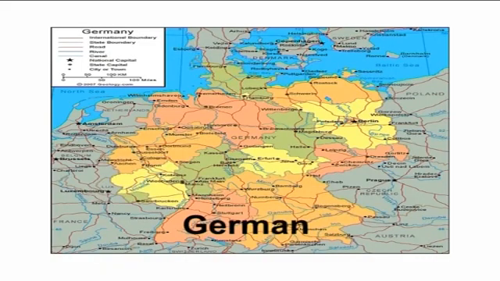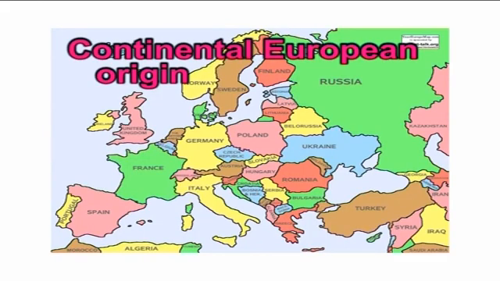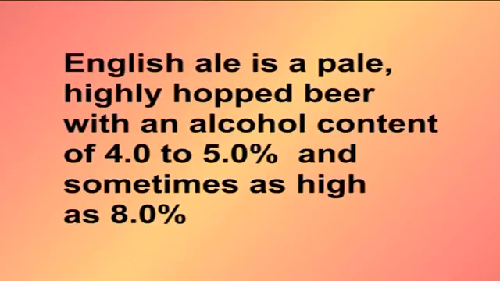Among that, the first one is ale. Whereas lager beer can be said to be of German or continental European origin, ale, that is pale ale, is England's own beer. English ale is a pale, highly hopped beer with an alcohol content of 4 to 5% and sometimes as high as 8%. Hops are added during and sometimes after fermentation.